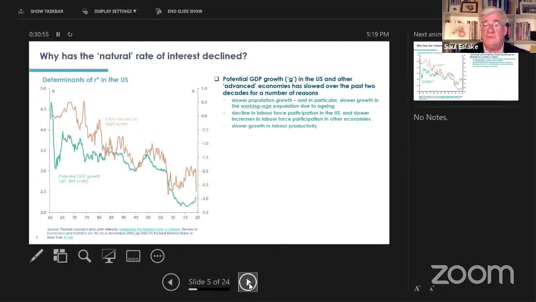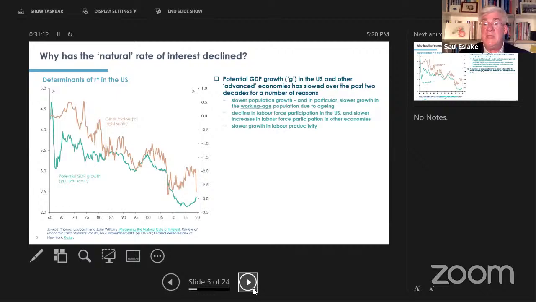And the third factor that's contributed to a decline in the potential growth rate in most advanced economies has been the trend slowdown in the growth rate of labour productivity. Now, we could take an entire webinar to talk about some of the reasons for that, and maybe at some stage we should.